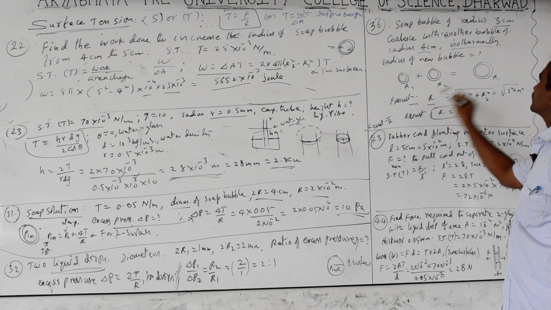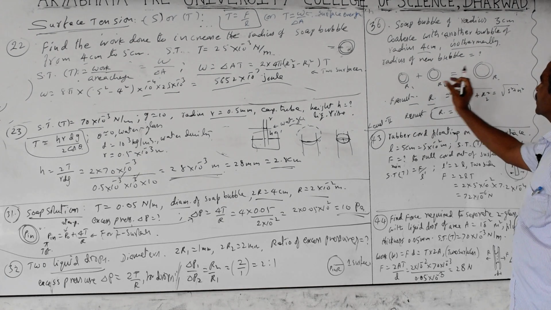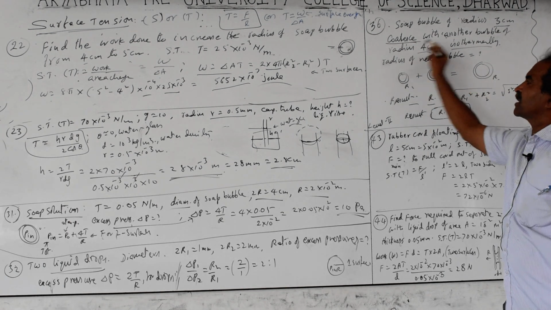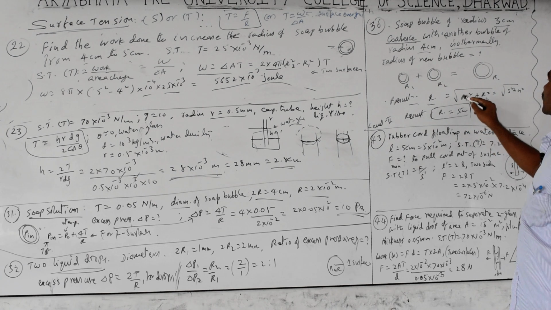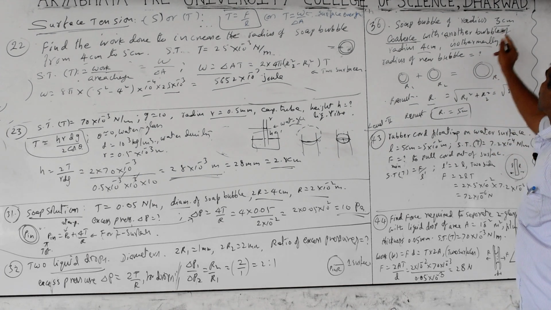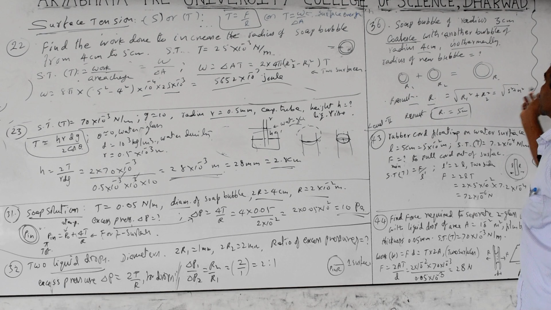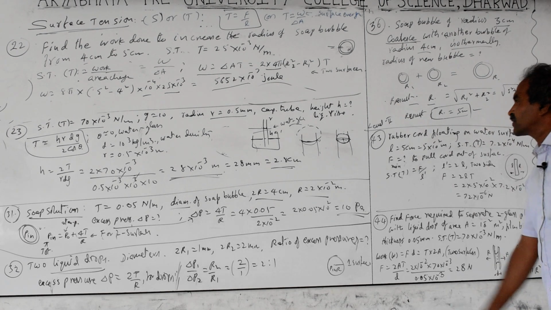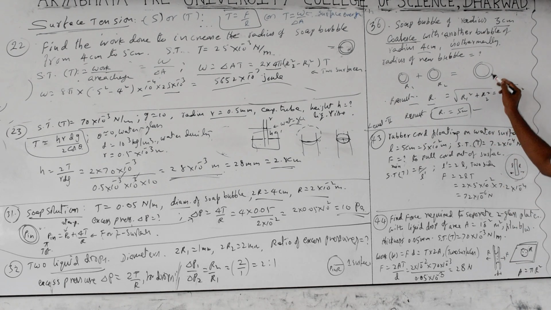The resultant radius of the bubble: two bubbles combine to form a bigger bubble. Coalescence means merging. The resultant radius is nothing but the root of r1 square plus r2 square. One is 3, another one is 4. 3 square plus 4 square is 5 square. Remember the 3-4-5 triangle, you can get the result. This is 5 cm, the resultant radius.